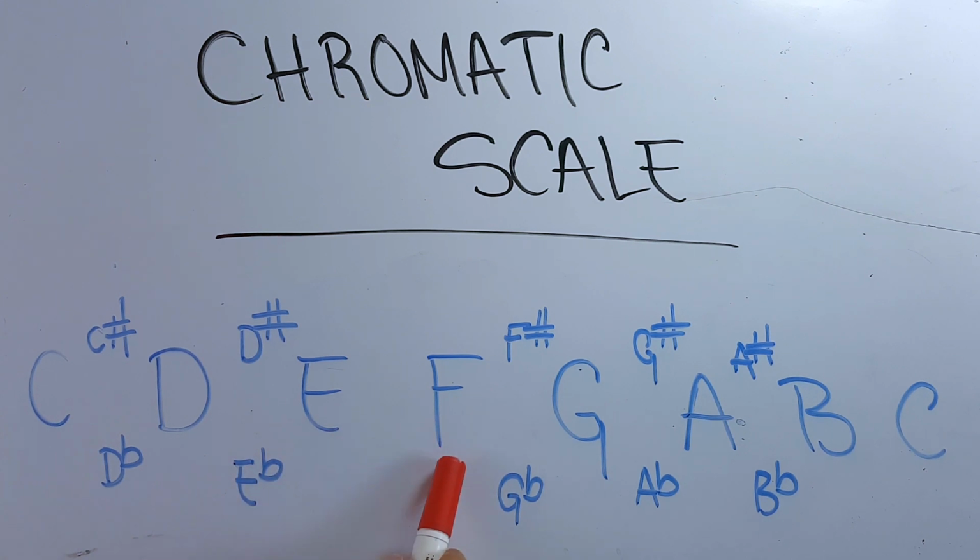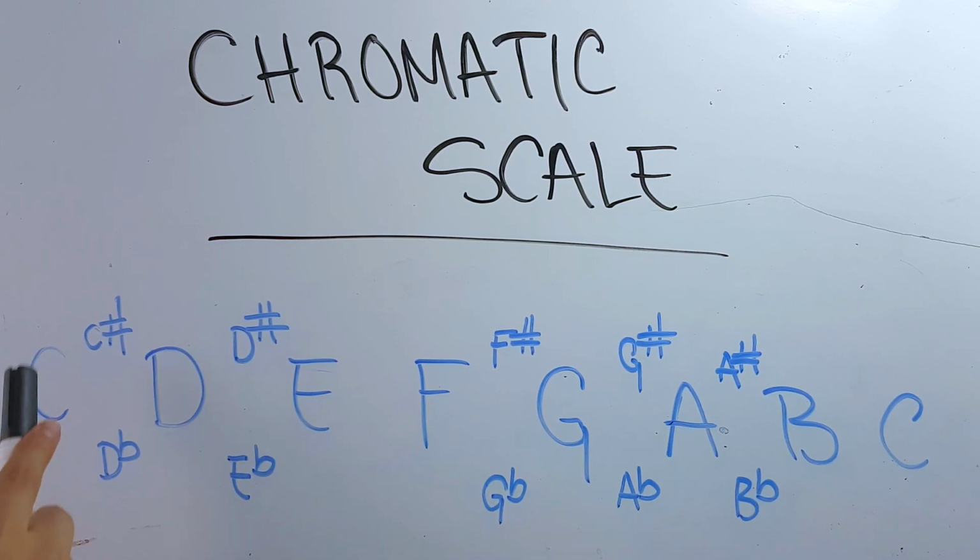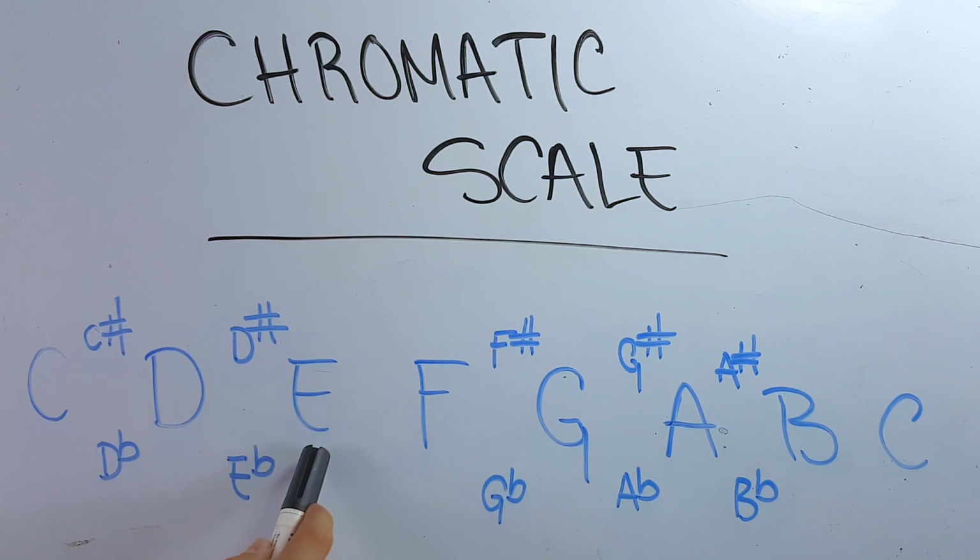E to F, there's a half a tone. So here's a question. C to E, how many tones are there? We start with C. So C to D, there's a tone. And D to E, there's another tone. So one tone plus another tone equals 2 tones. So C to E are equal to 2 tones.